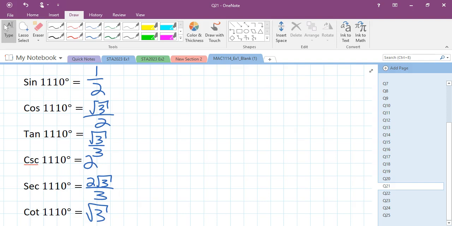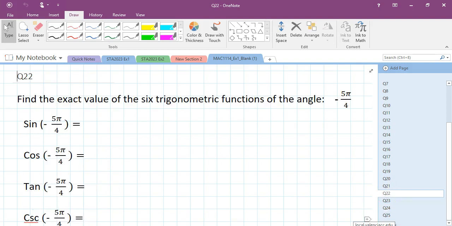Jumping over to number 22. All right. So we're doing the same thing again, but this time we're in radians instead of degrees. So what do we got to do first? Yeah, get it to a positive. Get that least positive coterminal angle again. So we got to take negative 5 pi over 4 and add 2 pi to it till we get there. So what is the least positive? 3 pi over 4. So we're looking at this angle.